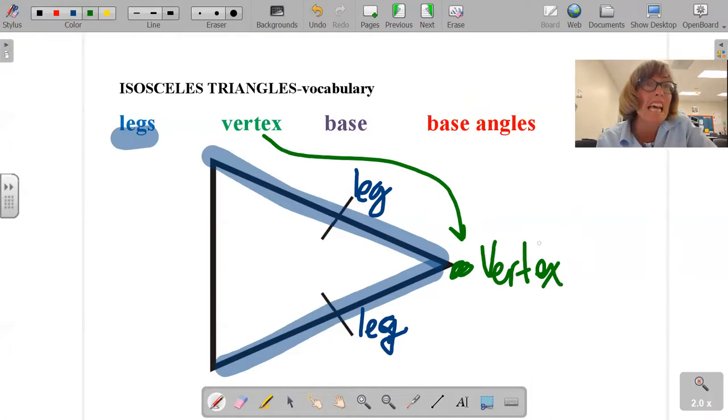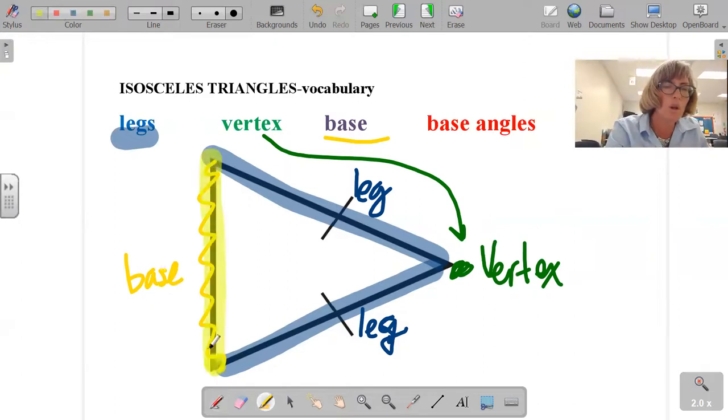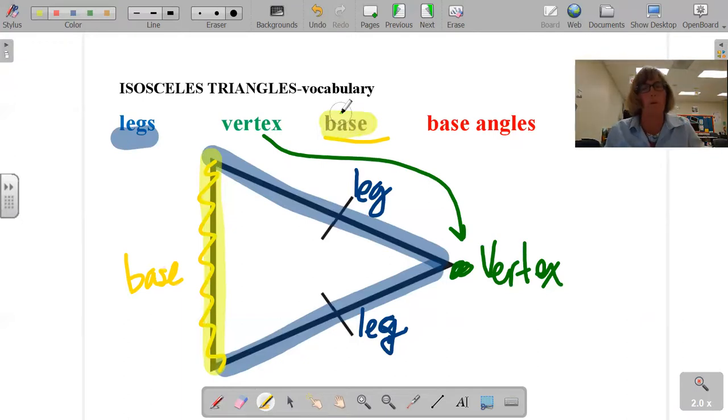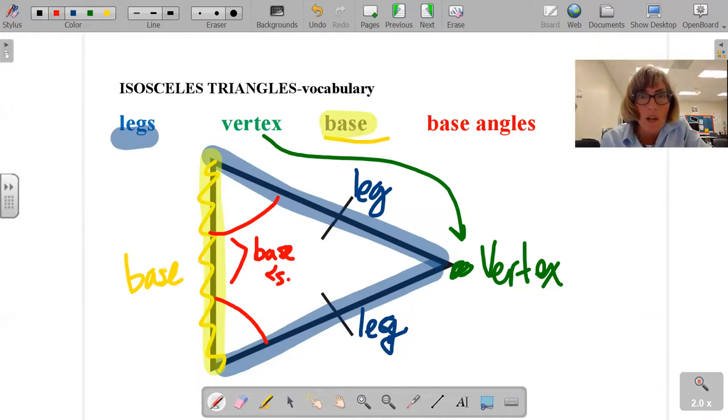The vertex is the hinge between the legs. The base is the non-congruent side. Base does not mean bottom, so I specifically rotated this sideways so you would not associate base with bottom. Base is just the non-congruent side, the one side that's not congruent. The base angles are the angles on either side of the base. Those are called base angles. These are the important parts in an isosceles triangle.